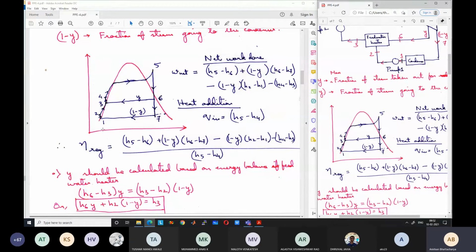So the only thing required for this calculation is the value of Y. All the other enthalpy values can be directly calculated. To calculate the value of Y, we need to use the energy balance for the feed water heater, as we have already discussed. The energy balance will give us the value of Y. Then we can solve for the efficiency.